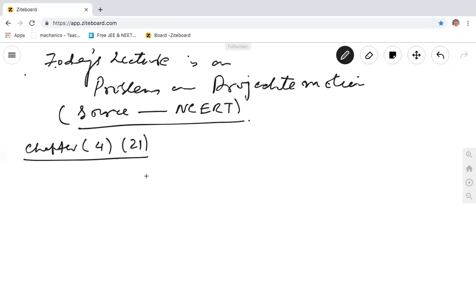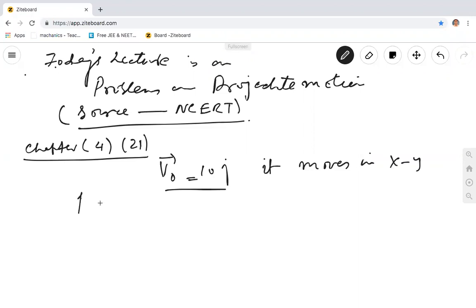A particle is projected with an initial velocity v0 is equal to 10j. I mean, the object is projected in the y direction initially. It's an initial velocity. The particle moves in the xy plane with acceleration a, that's equal to 8i plus 2j.